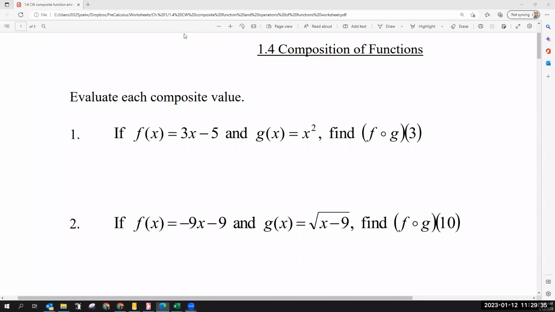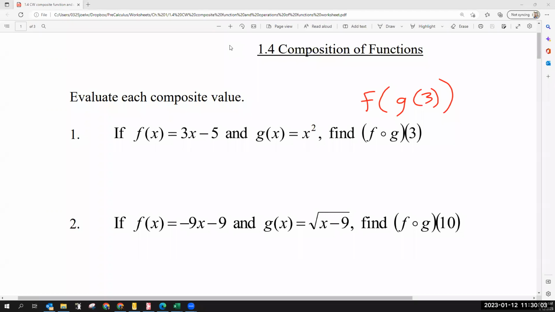Now, this can be written two ways. It can be written like this, or it can be written f of g of 3. They both mean exactly the same thing. It is just two different ways of writing it. Two different notations, they mean the same thing. When we do composition of functions, we're taking a function and sticking it inside another function.